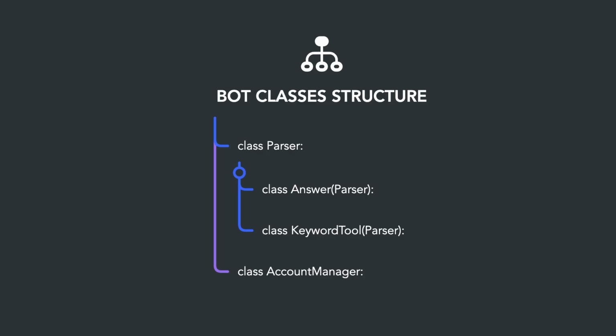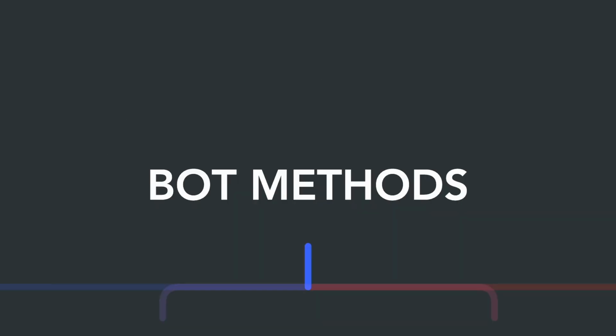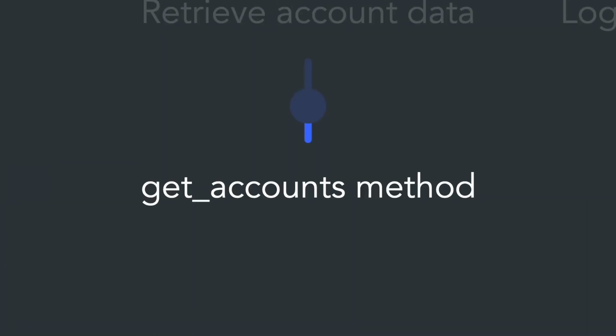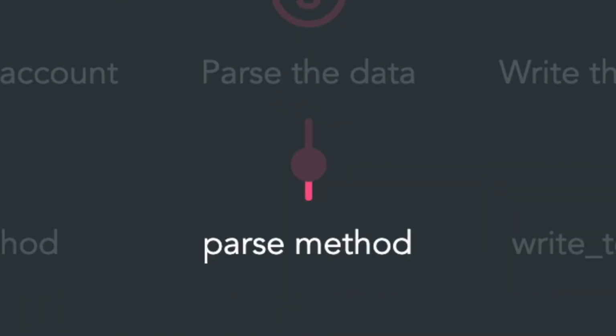So the bot class structure is as follows. 2 child classes, Answer and Keyword Tool, inherit from the parent class parser, along with 1 independent class, Account Manager. Let's plan the work of our bot to understand which methods need to be created in our classes. So we need to retrieve account data, log into the account, parse the data, write the data to a file.